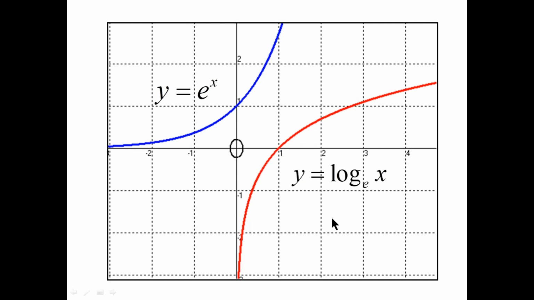Log base e of x has a nickname. y equals log base e of x is otherwise known, and very popularly known, as y equals ln x. It's just y equals log base e of x. So when you see ln x, think log base e of x. It's called the natural logarithm.